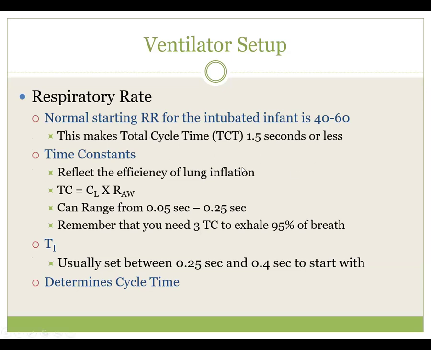If you remember, Mr. Mulholland talked to you about time constants. Time constants reflect the efficiency of lung inflation. Time constant equals lung compliance times airway resistance. They can range from 0.05 seconds to 0.25 seconds, and you need 3 time constants to exhale 95% of the breath. So inspiratory time in neonates, in newborn infants, is usually set between 0.25 seconds and 0.4 seconds to start with. Then we can increase it or decrease it depending on our total cycle time.